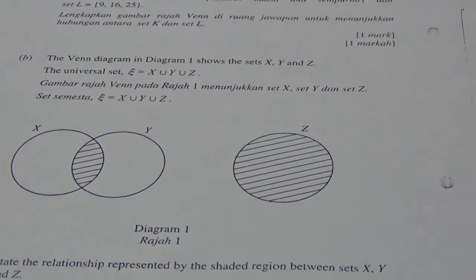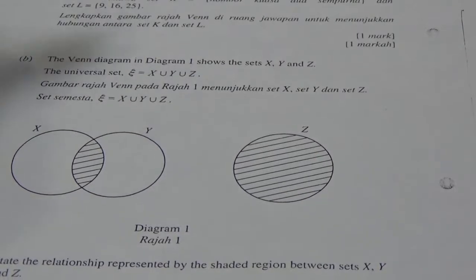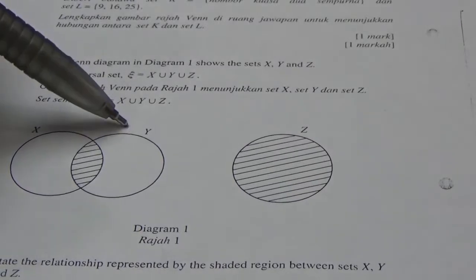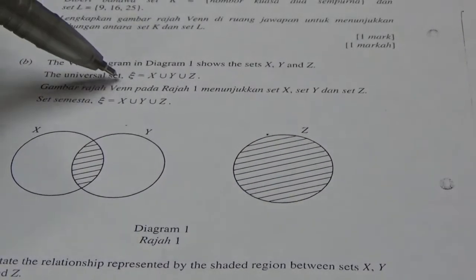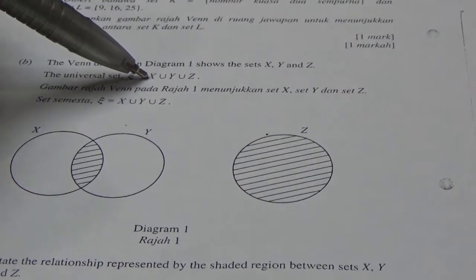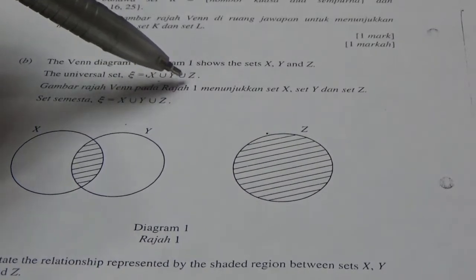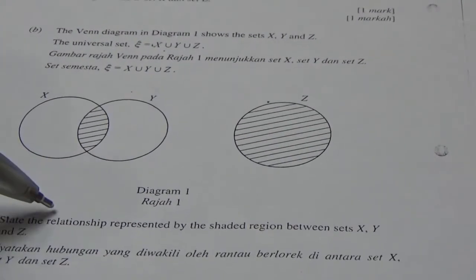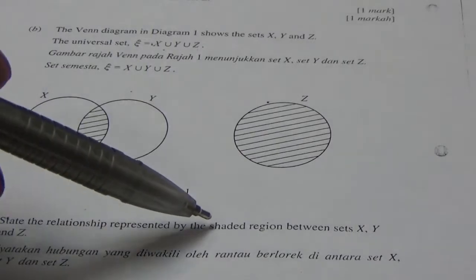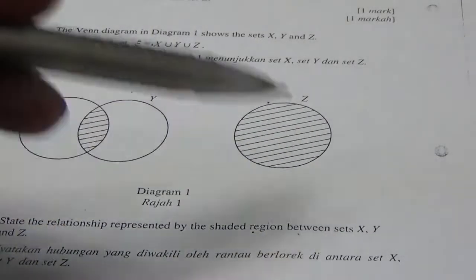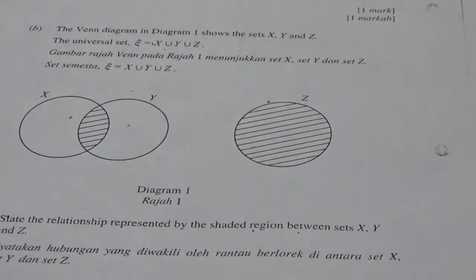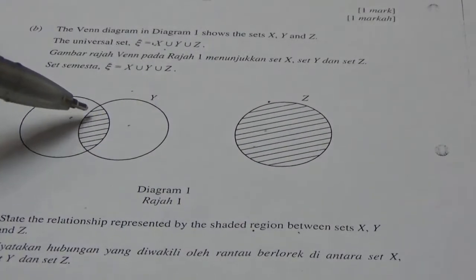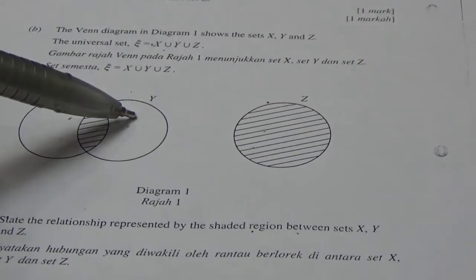Question B for 2 marks says the Venn diagram in diagram 1 shows the sets X, Y and Z. The universal set is X union Y union Z. The question wants you to state the relationship represented by the shaded region between sets X, Y and Z. As you can see, Z is fully shaded, while X and Y are partially shaded, connecting both X and Y.